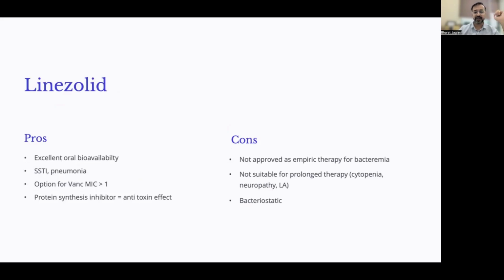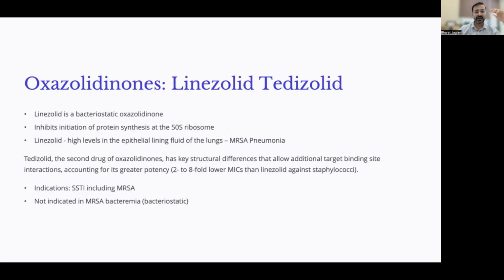Linezolid, again, is an excellent drug with good oral bioavailability. A very good option when the vancomycin MIC is on the higher side, but it's not approved as an empiric therapy for bacteremia and not suitable for prolonged therapy due to cytopenia, neuropathy, and thrombocytopenia, and it's a bacteriostatic one as well.